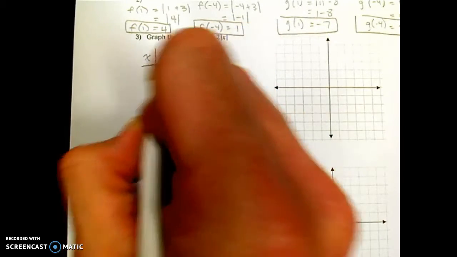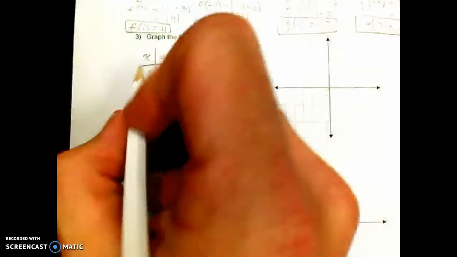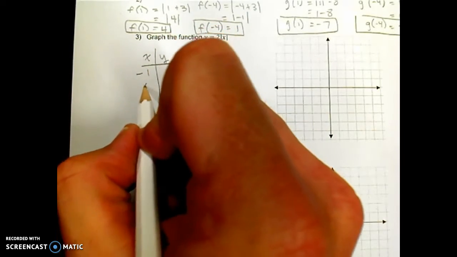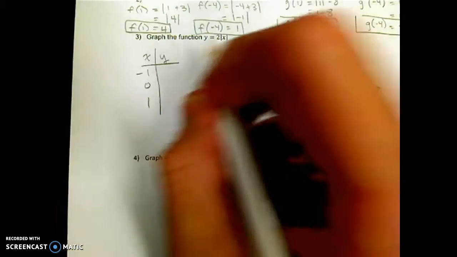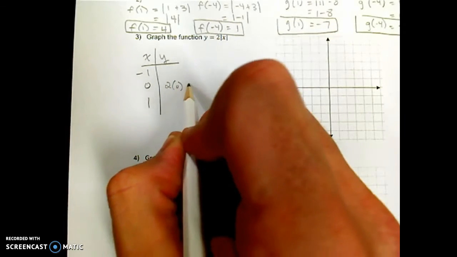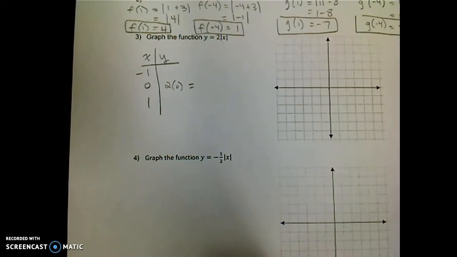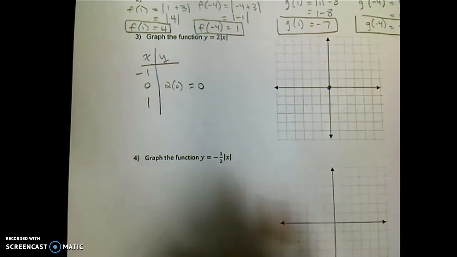Our students are used to being able to make a table of values, but we're going to play off the fact that an absolute value function is symmetrical to limit the number of inputs that are required. In the case of this first example, we're going to use negative 1, 0, and 1. If I substitute 0 in for x, absolute value of 0 is 0 times 2 equals 0. I'll have a point at 0, 0.